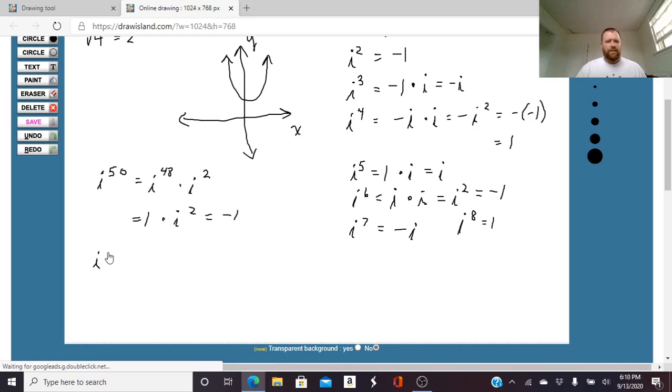Okay, let's continue. Let's do another one. Let's do i to the 99th power. Well, look, 99 is not divisible by 4, but 96 is. So that's i to the 96th power times i cubed. Okay, 96 plus 3 is 99, right? So that's basically 1 times i cubed, or i cubed, which is negative i.